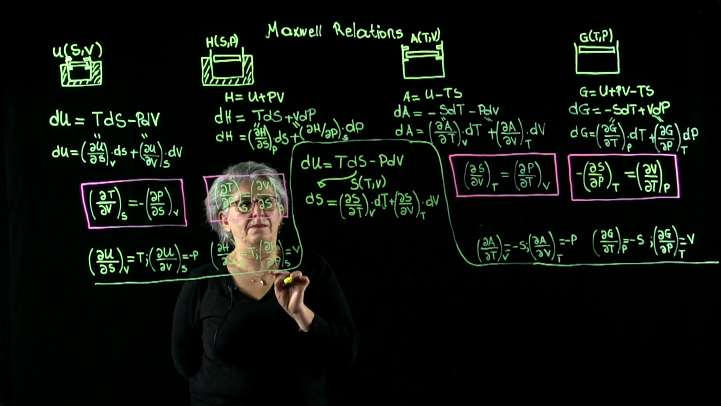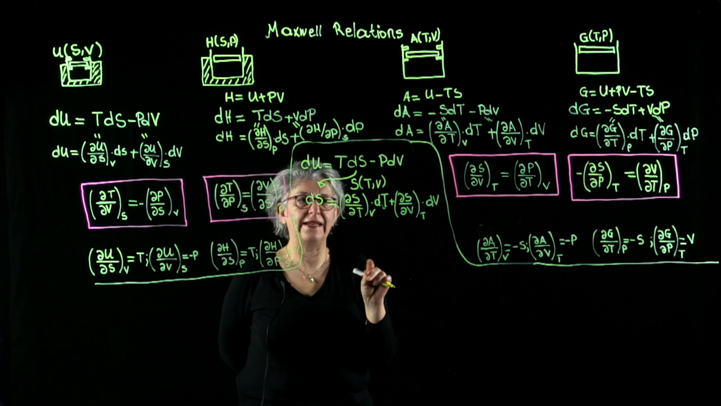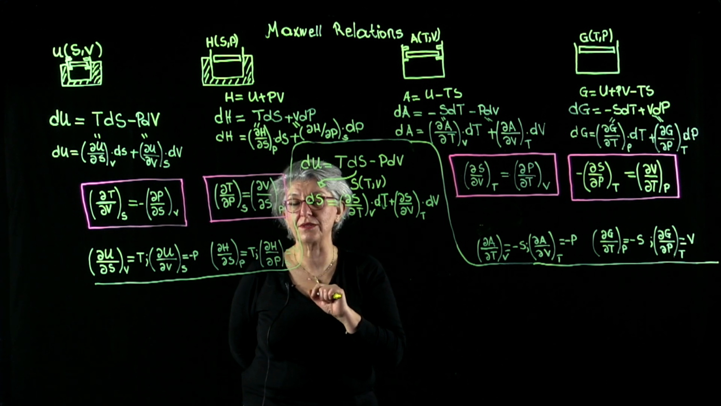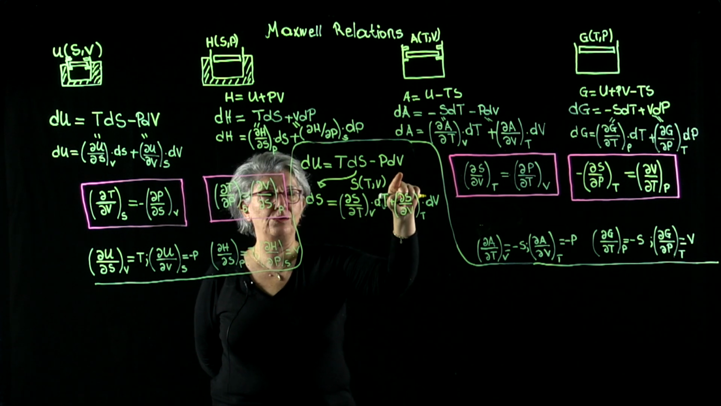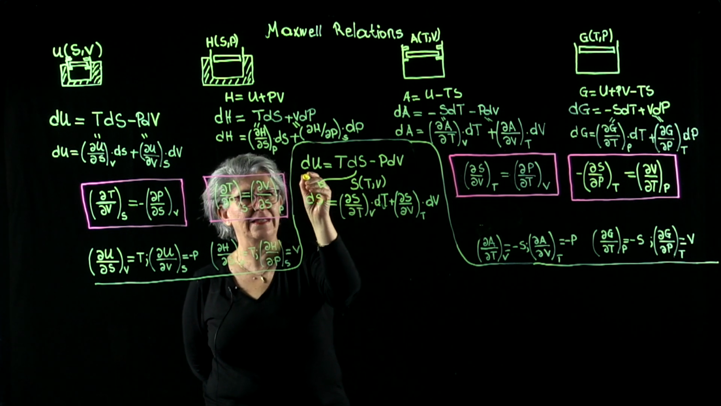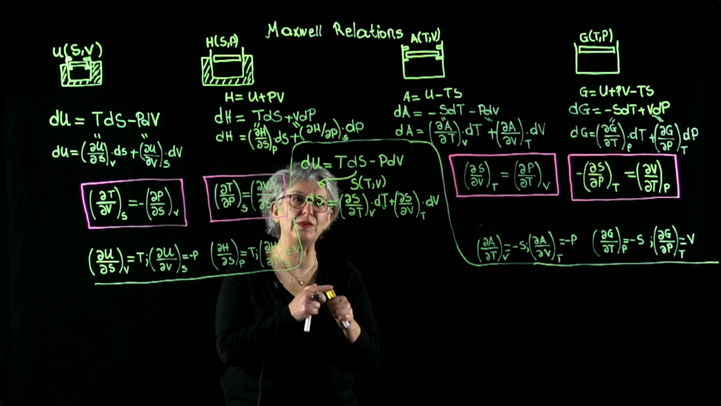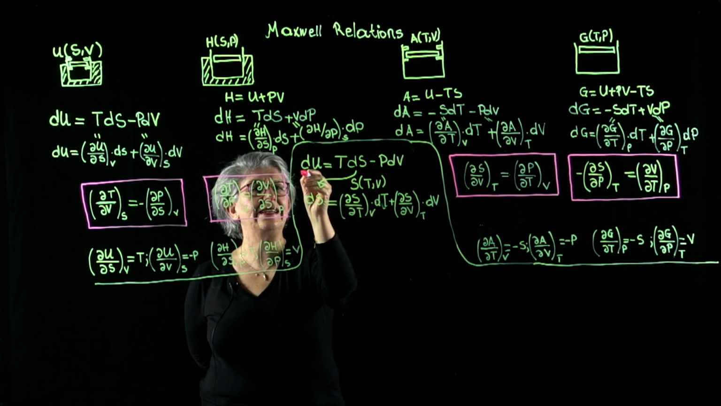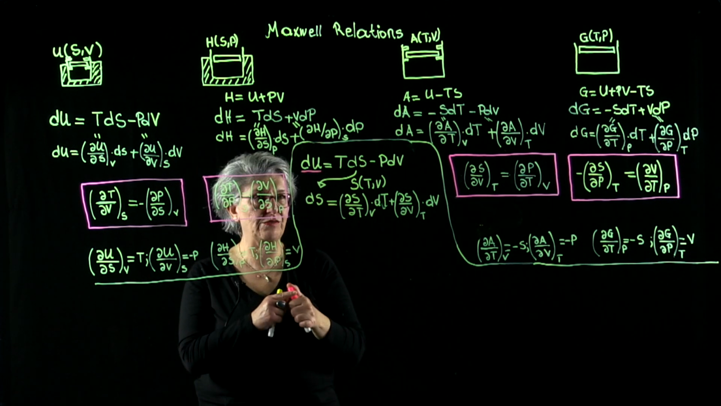Now, del S over del T at constant V is actually related to du. I'm going to take this relationship and see if we can get around it without confusing you too much. Or let me just write it.